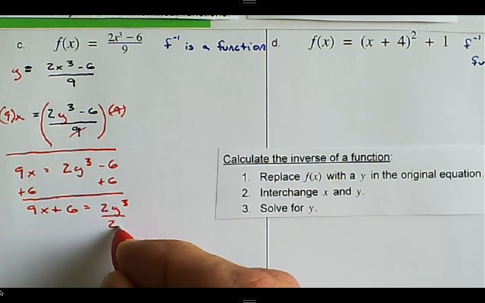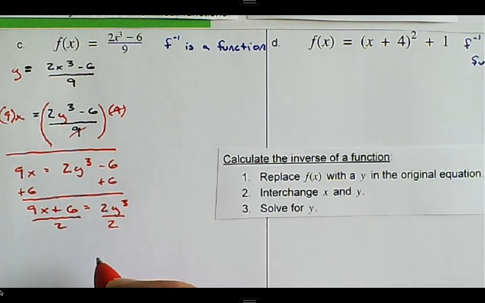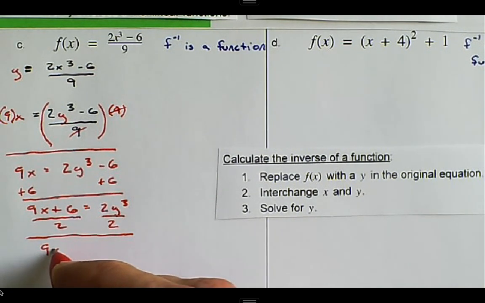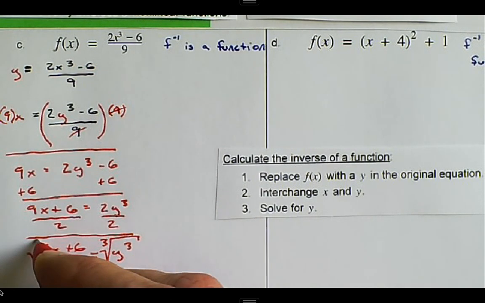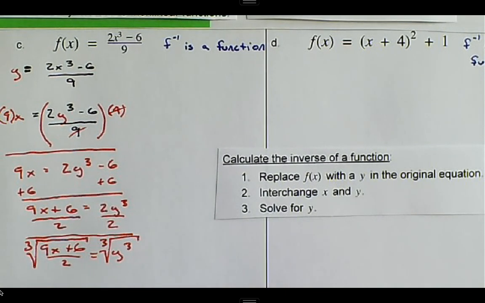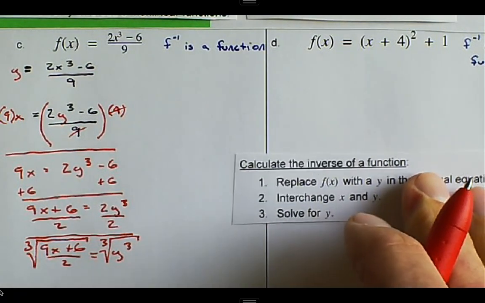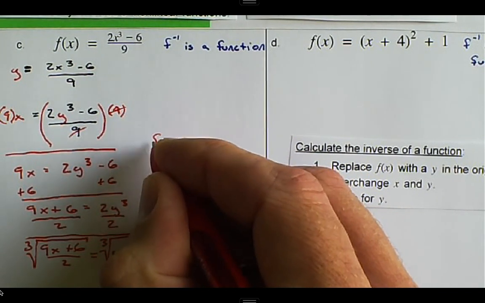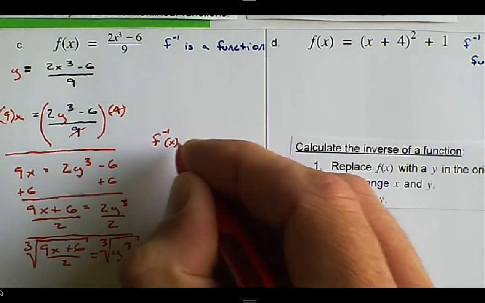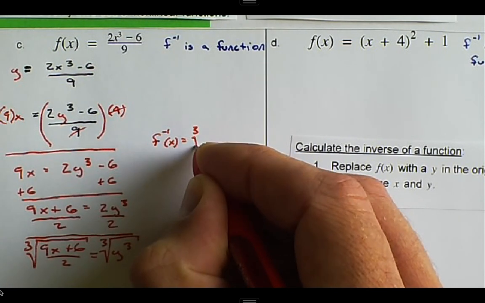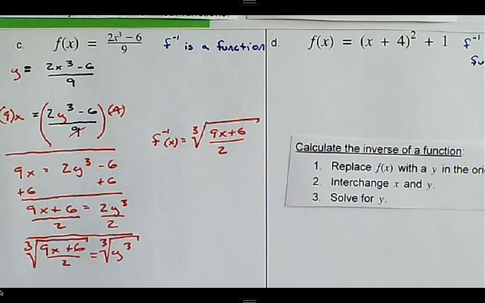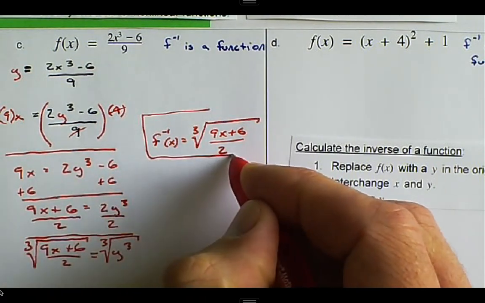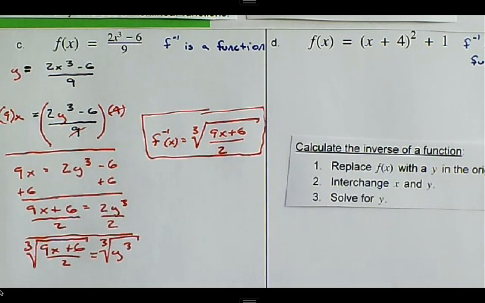Then we can divide both sides by 2. Nine x plus 6 divided by 2 is equal to y cubed. And we can take the cube root of both sides. So from there, we know that the inverse function of x is equal to the cube root of 9x plus 6 divided by 2. And we know that that is going to be a function.